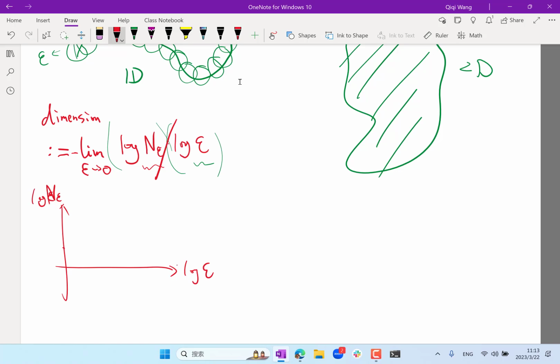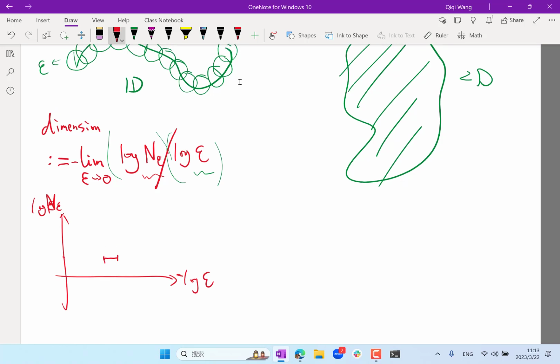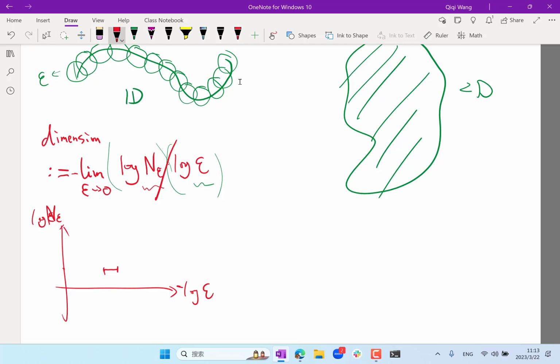Let me actually put a minus sign here, because log of epsilon goes to minus infinity. So what happens is that whenever epsilon gets decreased by a factor of 2, minus log of epsilon gets increased by log of 2, right? And in the one-dimensional case, n epsilon gets increased by the same factor, a factor of 2. So log of n epsilon gets increased by the same delta, right? So the slope is going to be 1. As epsilon goes to 0, minus log of epsilon goes to infinity. So as this goes to infinity, the ratio is going to converge to 1.